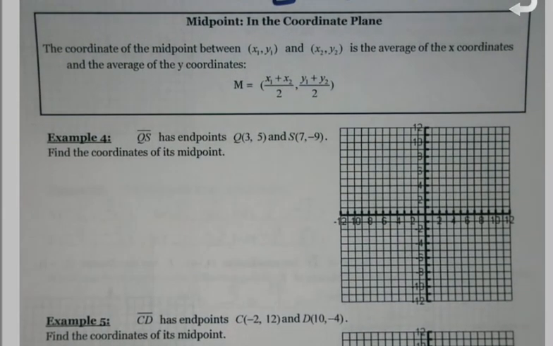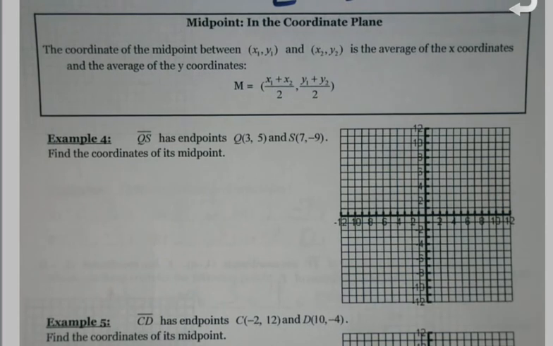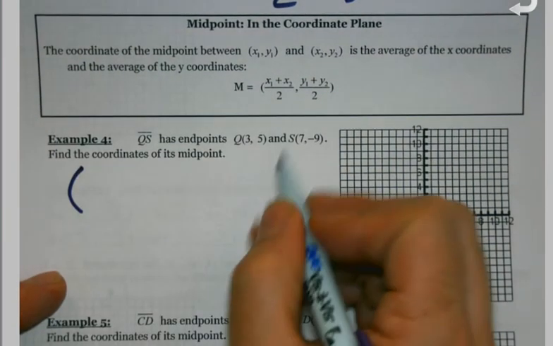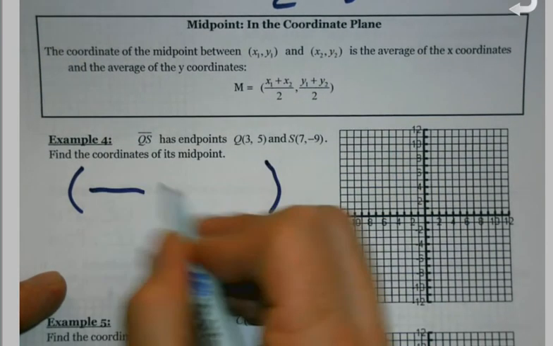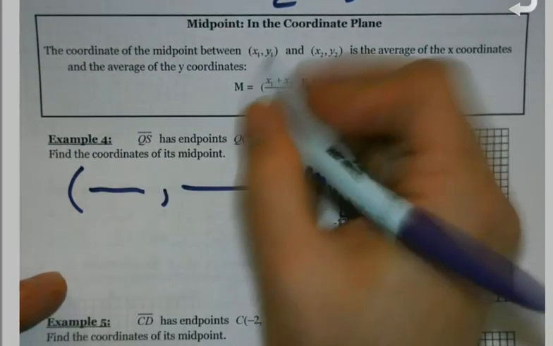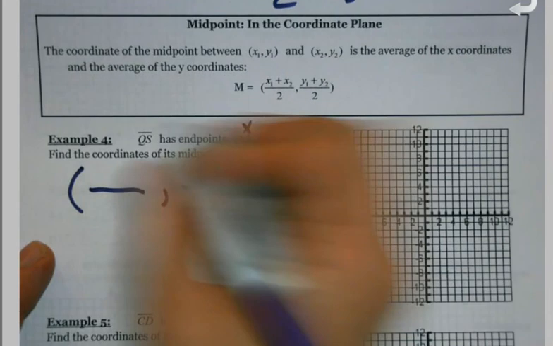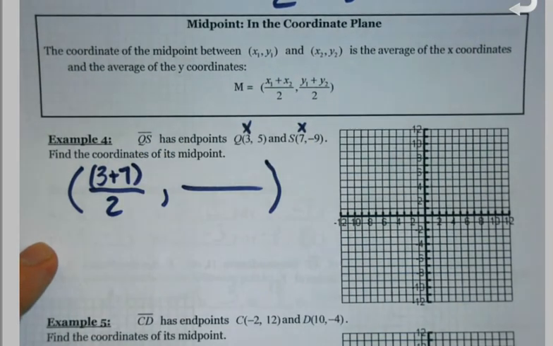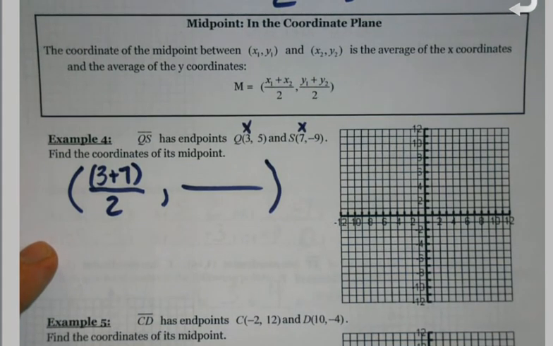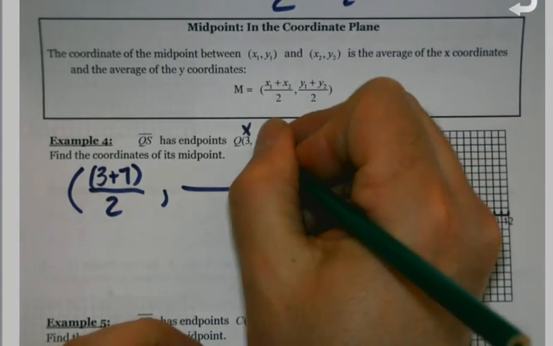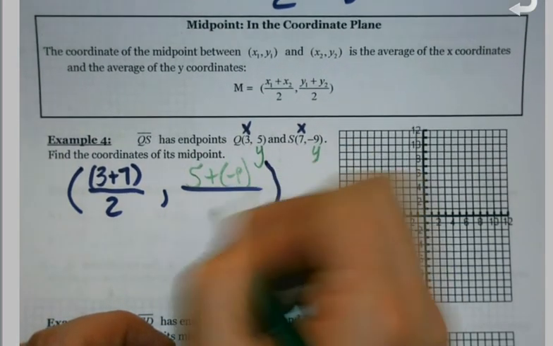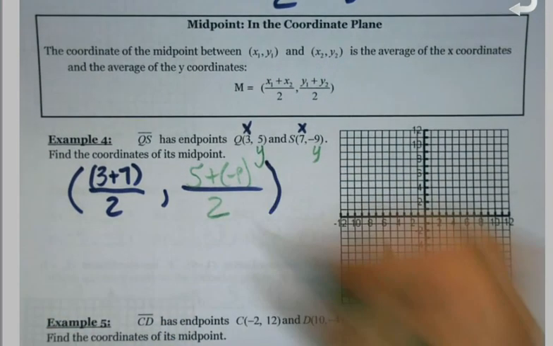I'm going to add up my x's and divide by 2. I'm going to add up my y's and divide by 2. So if I went straight by the formula, which is definitely the easier way to go with these, my x values are 3 and 7, so I'm going to add those up, divide by 2. Notice the parentheses up top, and yes, I need them. We'll talk about why we need those in just a second. And then my y's are 5 plus negative 9 divided by 2.